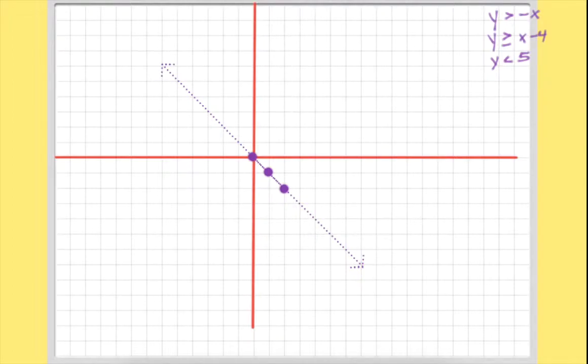Okay, there's our first one, and since it's greater than, we're looking at areas above. For y is greater than or equal to x minus 4, we have a y-intercept at -4 and a slope of +1, so it's going up 1 and over 1 each time. And since it's greater than or equal to, we can use a solid line. And greater than tells us we're looking above the line.